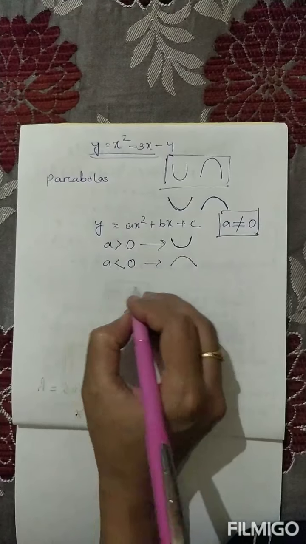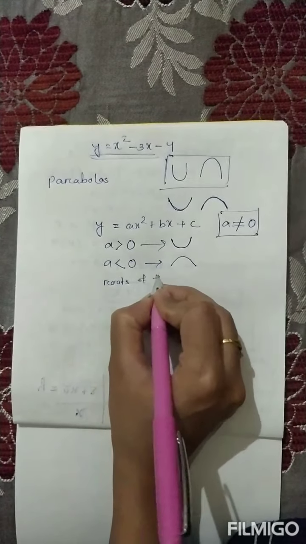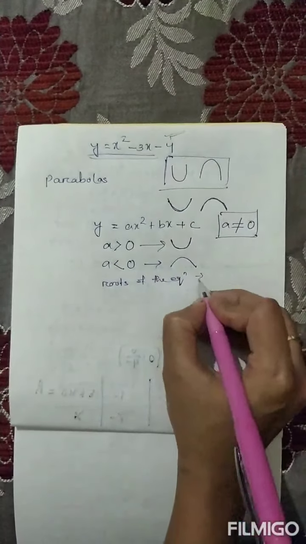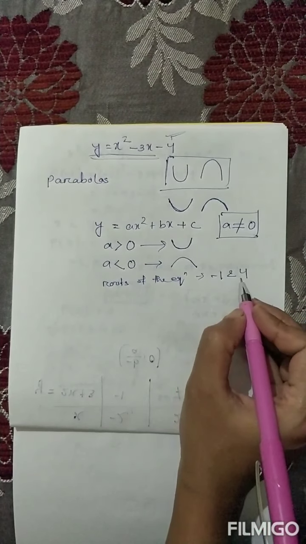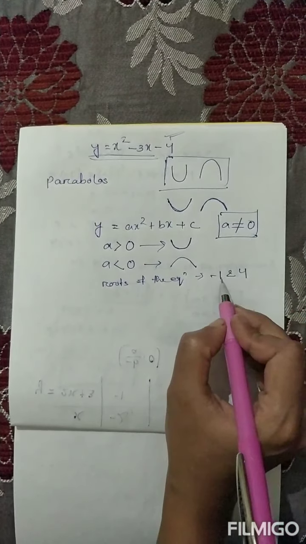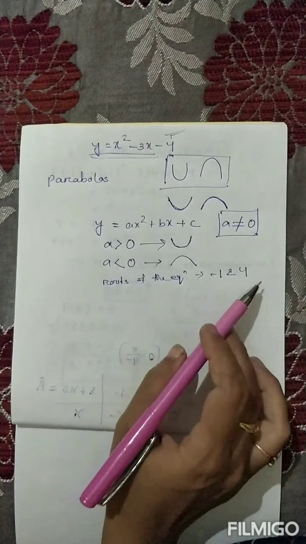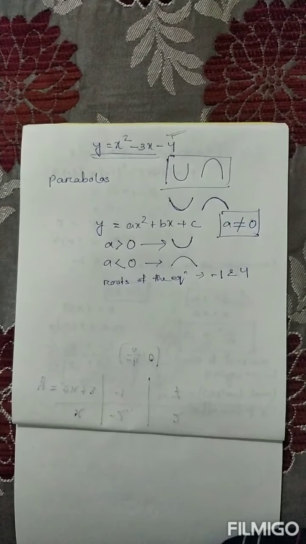So I am writing here roots of this equation. It is -1 and 4. So what does -1 and 4 refer to? That means when the value of x is -1 or 4, we will get y equal to 0. Let me show you the table once again.